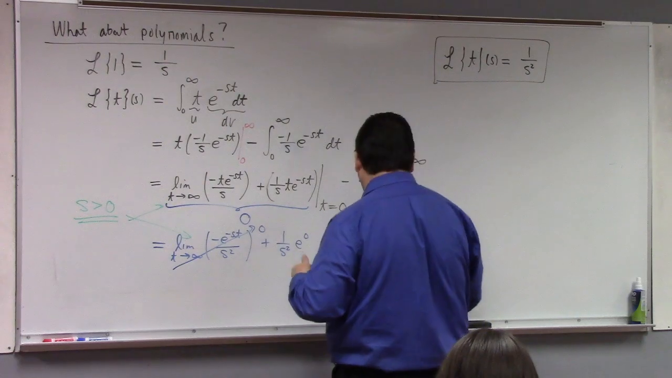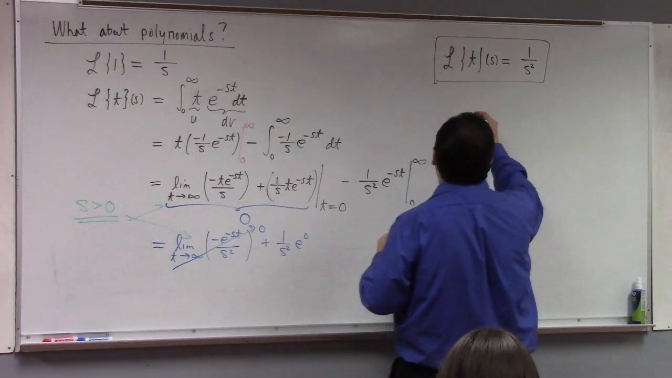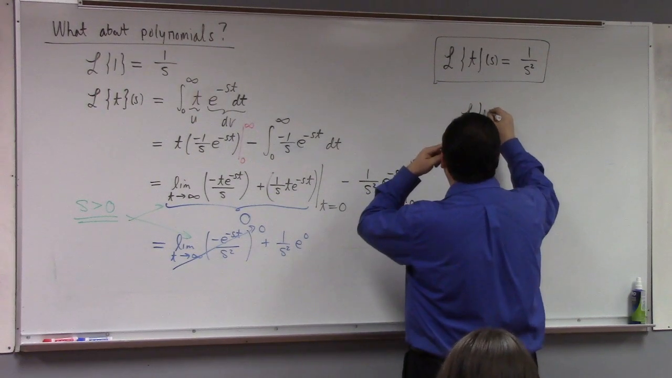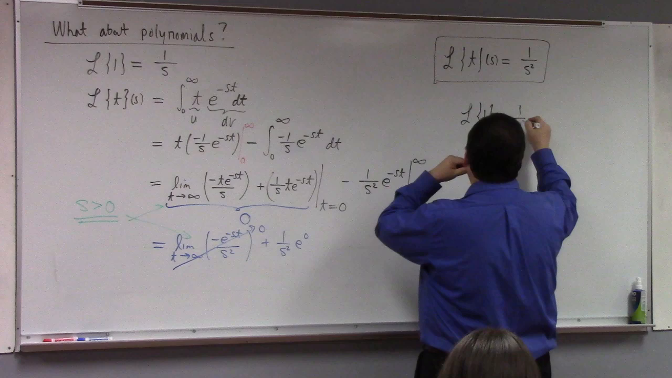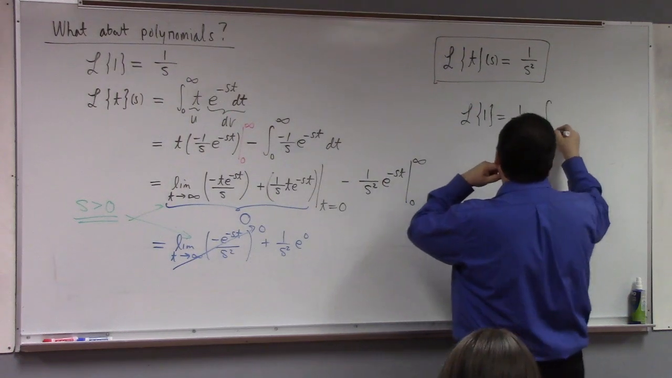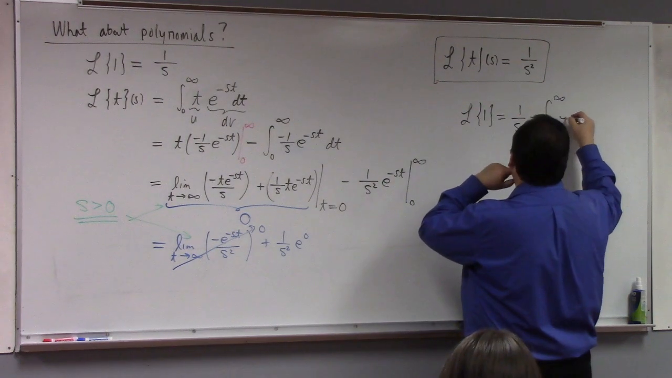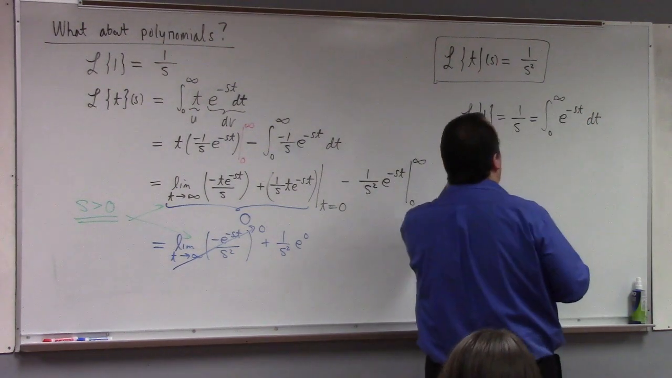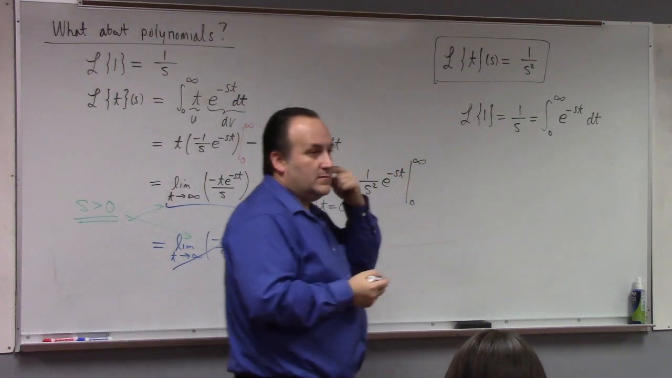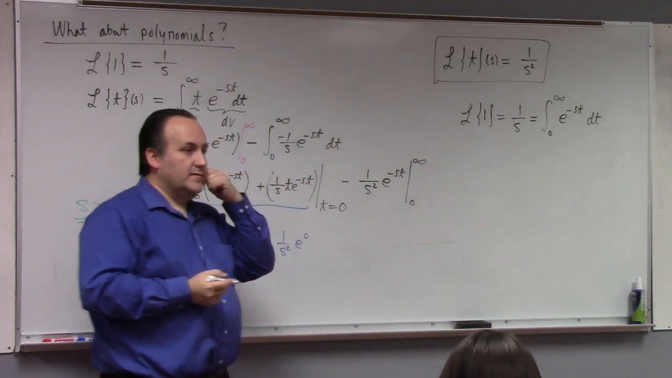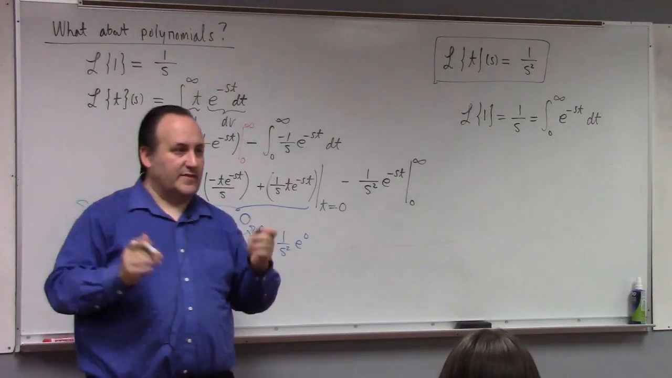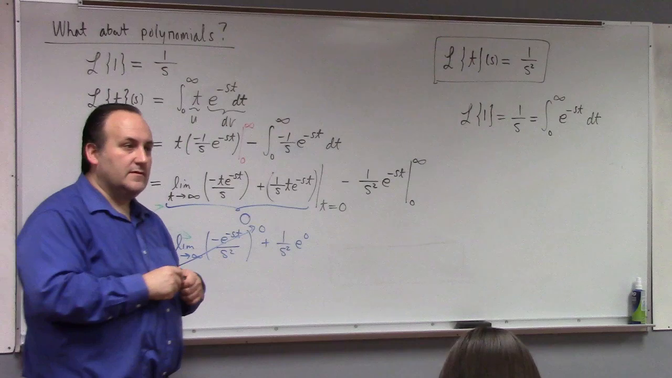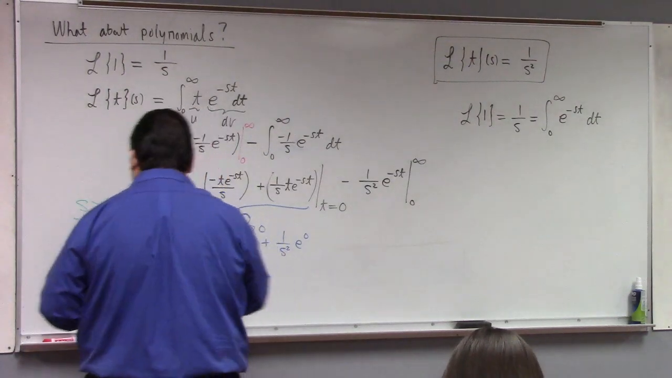We know the Laplace transform of 1 is 1 over s, right? And that's also equal to the integral from 0 to infinity of e to the minus st dt, right? Let me suggest something a little bit outside the box. Take the partial derivative with respect to s. What happens? Take the partial derivative with respect to s of that relation.